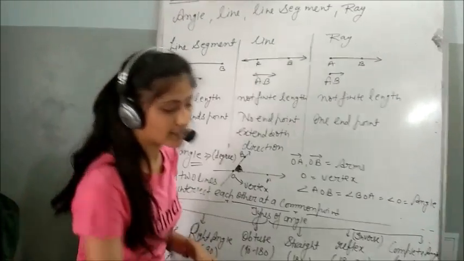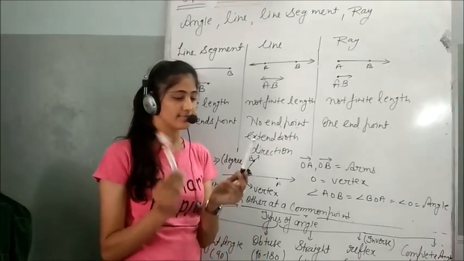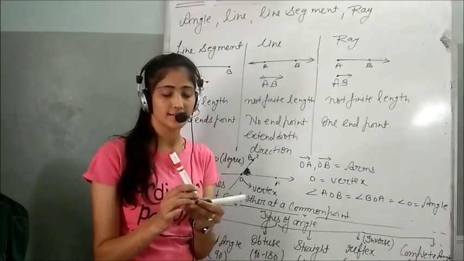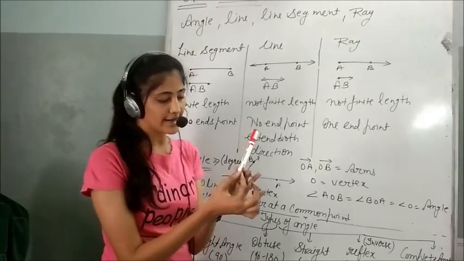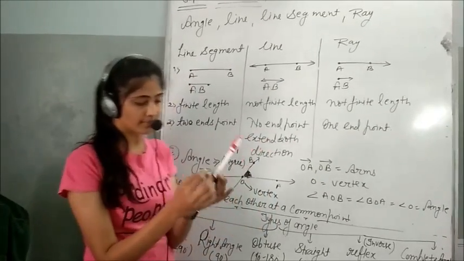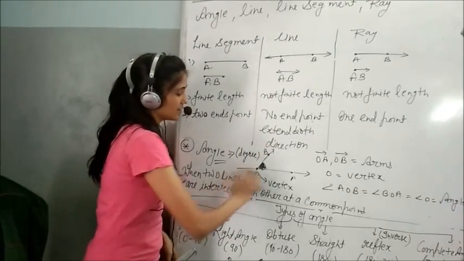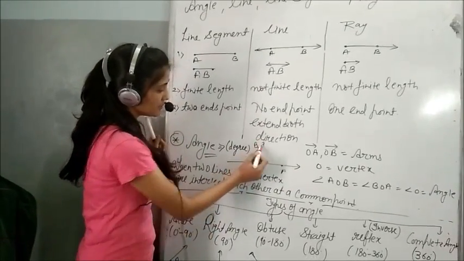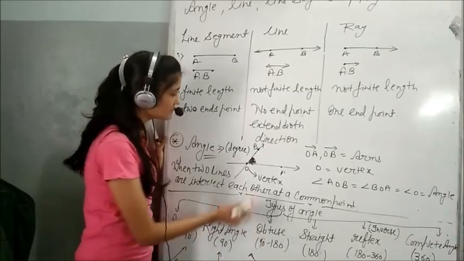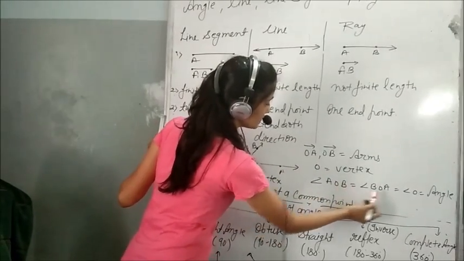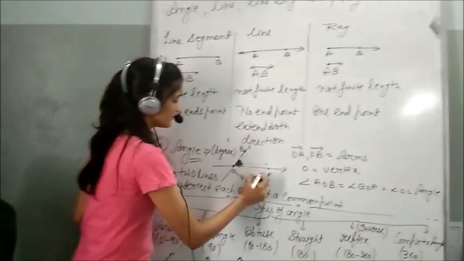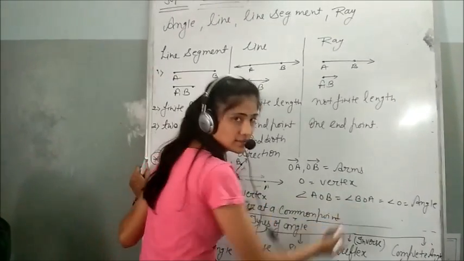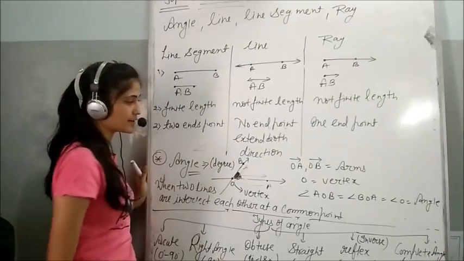Now we discuss angles. When two lines cut each other, they form an angle, and there is a common point where they meet. Like I have drawn in the diagram here: BOA, either we say BOA or we say AOB. Both are right, and angles are represented in this manner.